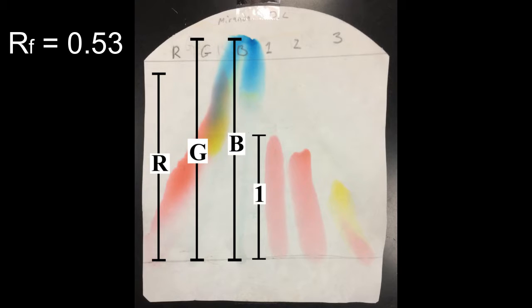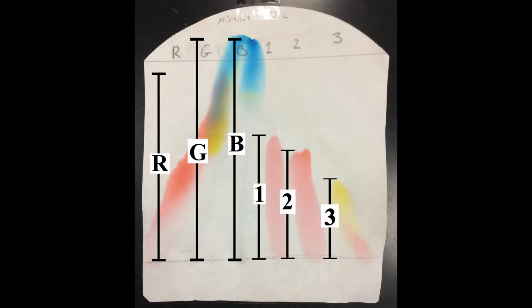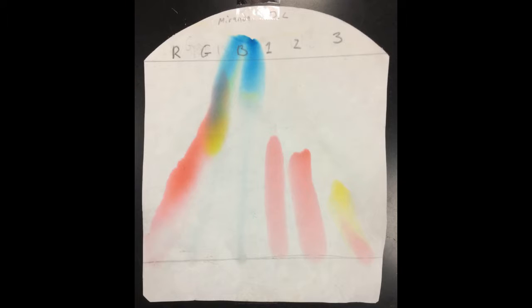Kool-Aid 1 had an RF value of 0.53. Kool-Aid 2 had an RF value of 0.45. Finally, Kool-Aid 3 had an RF value of 0.35. We can also see that the chromatography separated two different components of Kool-Aid 3.